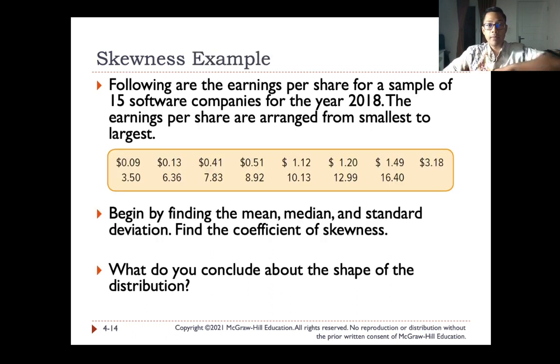Now let's take an example of skewness. The following are the earnings per share for a sample of 15 software companies for the year 2018. The earnings per share are arranged from the smallest to the largest. Now, let's find the mean, the median, and the standard deviation and find the coefficient of skewness. Given the coefficient of skewness, what can you conclude about the shape of the distribution?